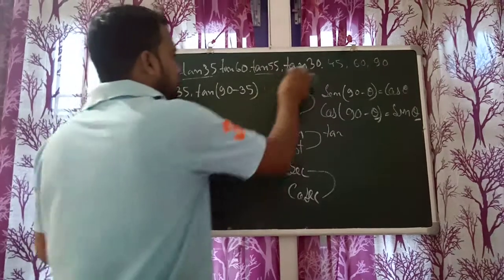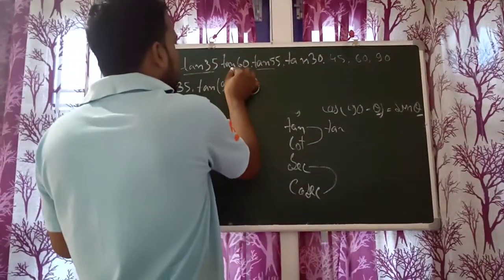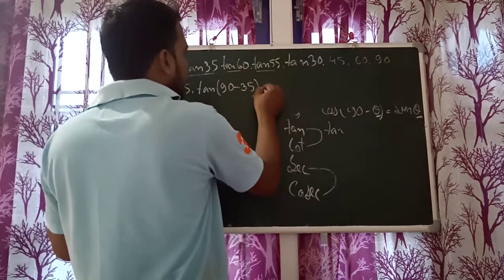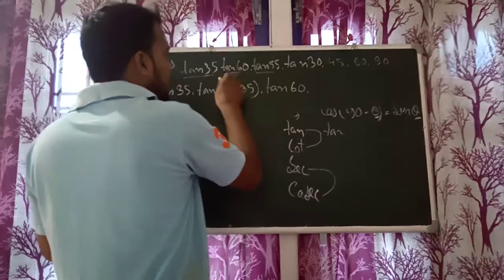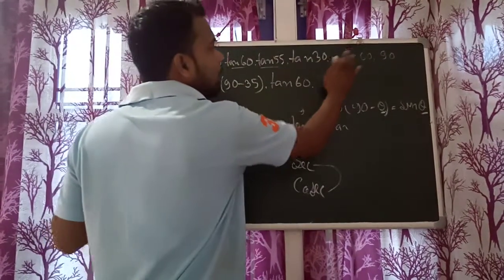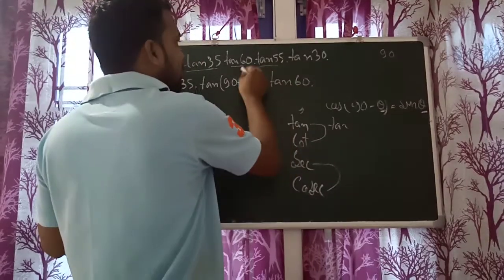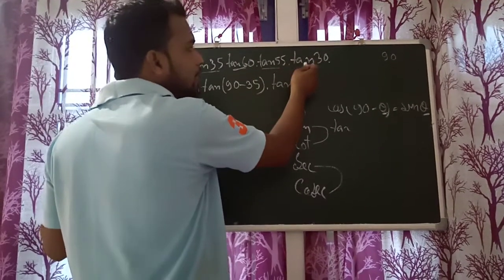Okay, then this one is tan 60, right, into tan 60. Then 60 plus this 30 is equal to how much? 90 degree. Then if you write this one as it is, tan 60, then you have to change this one.